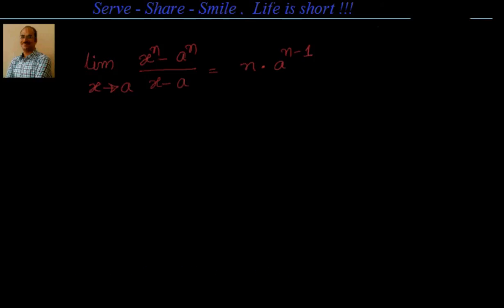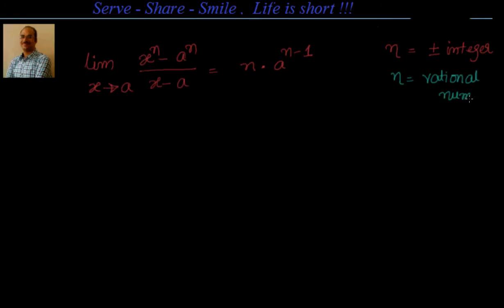Hello friends, welcome back. In the last session we have looked into limit x tends to a, x to the power of n minus a to the power of n by x minus a, equal to n into a to the power of n minus 1, where n is a positive or negative integer. So we have looked into those two scenarios. Now let us see if n is a rational number, then does this formula hold good or not.